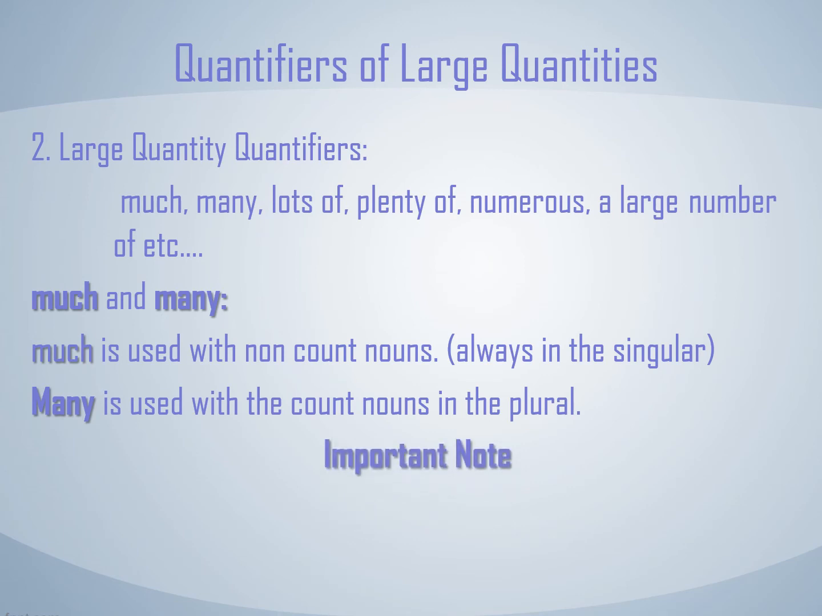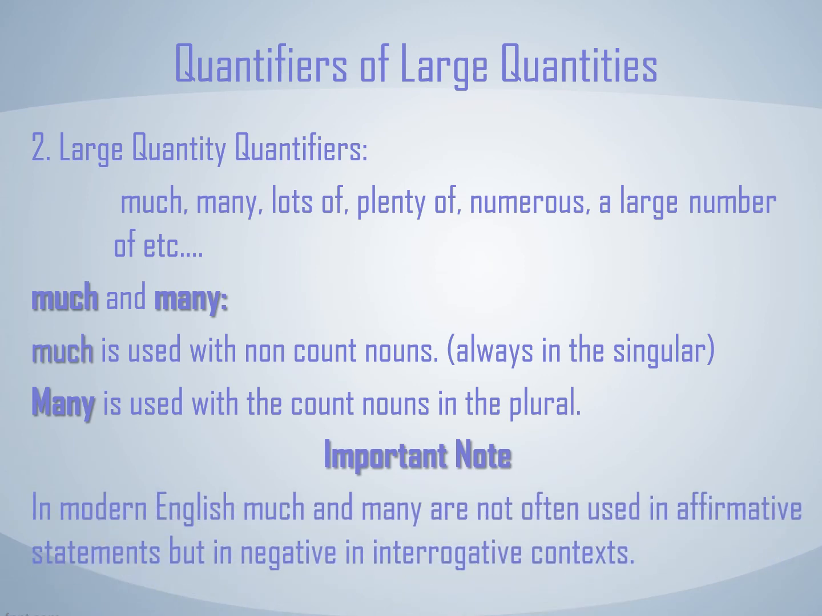Now, an important note about much and many: according to modern English, much and many are not often used in affirmative sentences, but in negative and interrogative contexts. It means much and many we use in negative sentences. If you want to use them in affirmative sentences, then we will replace them with some other quantifiers. What quantifier? You will learn further.